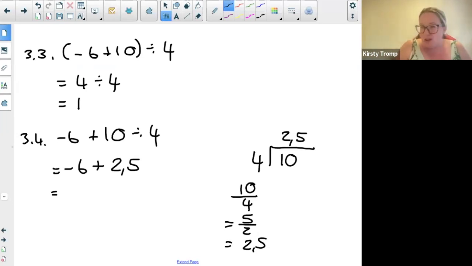Let's see if we can do this one together. So negative 6 plus 2. What's negative 6 plus 2, Bree? Negative 4. Good. And then what happens if we add half to negative 4? It's still going to be negative, and I'm going to have negative 3,5. Yes. Does that look okay? Yes, it does.